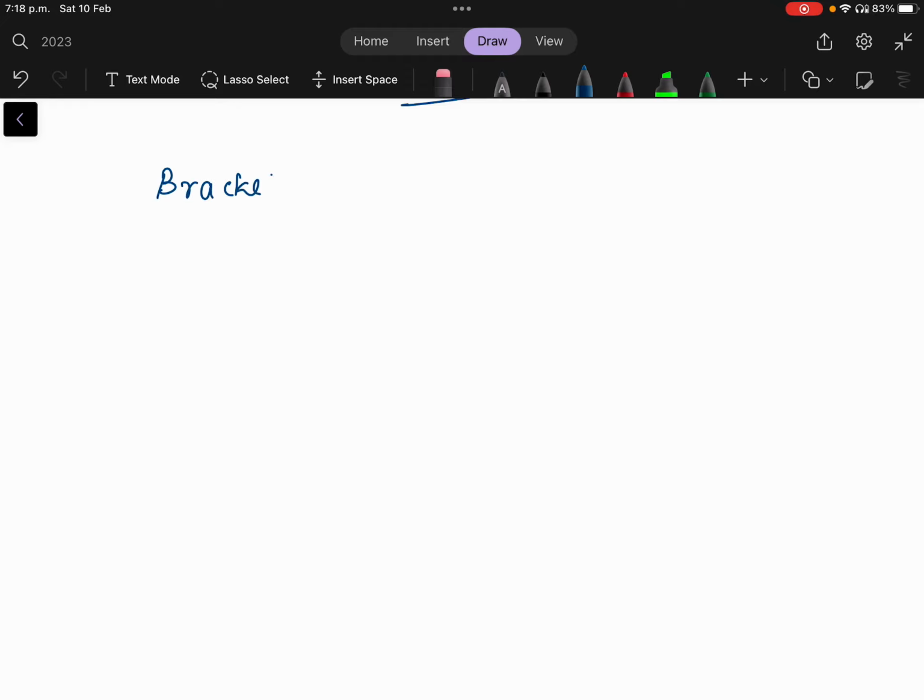Now, there can be brackets in algebra. For example, if I write 5x, it's nothing but 5 times x. So brackets can mean multiplication. If I say x times 3x, that means x times 3x. So brackets will mean multiplication in this.